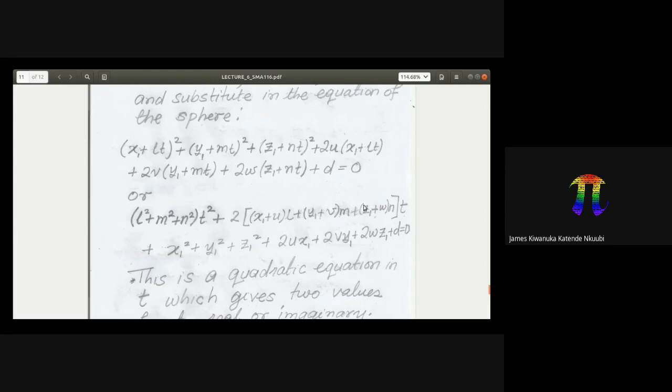If you try to use this last formula, it can also confuse you. This is good for theory, but when you are solving, you can just work directly using this one.